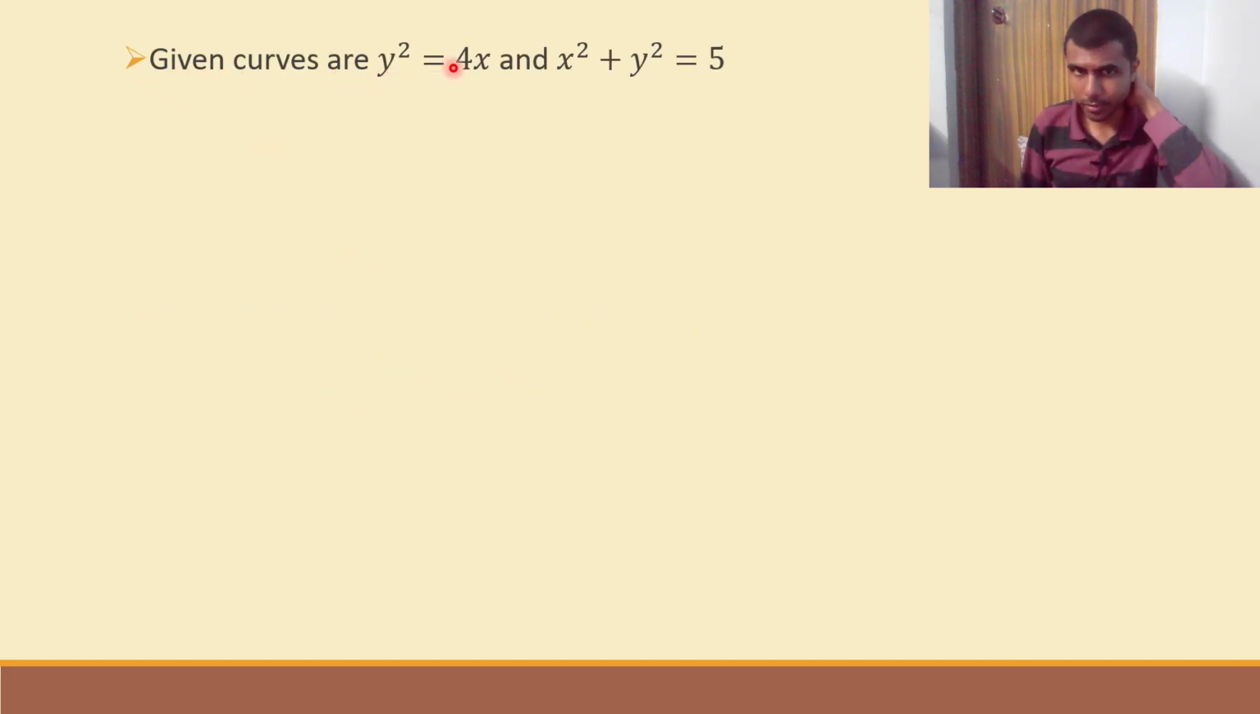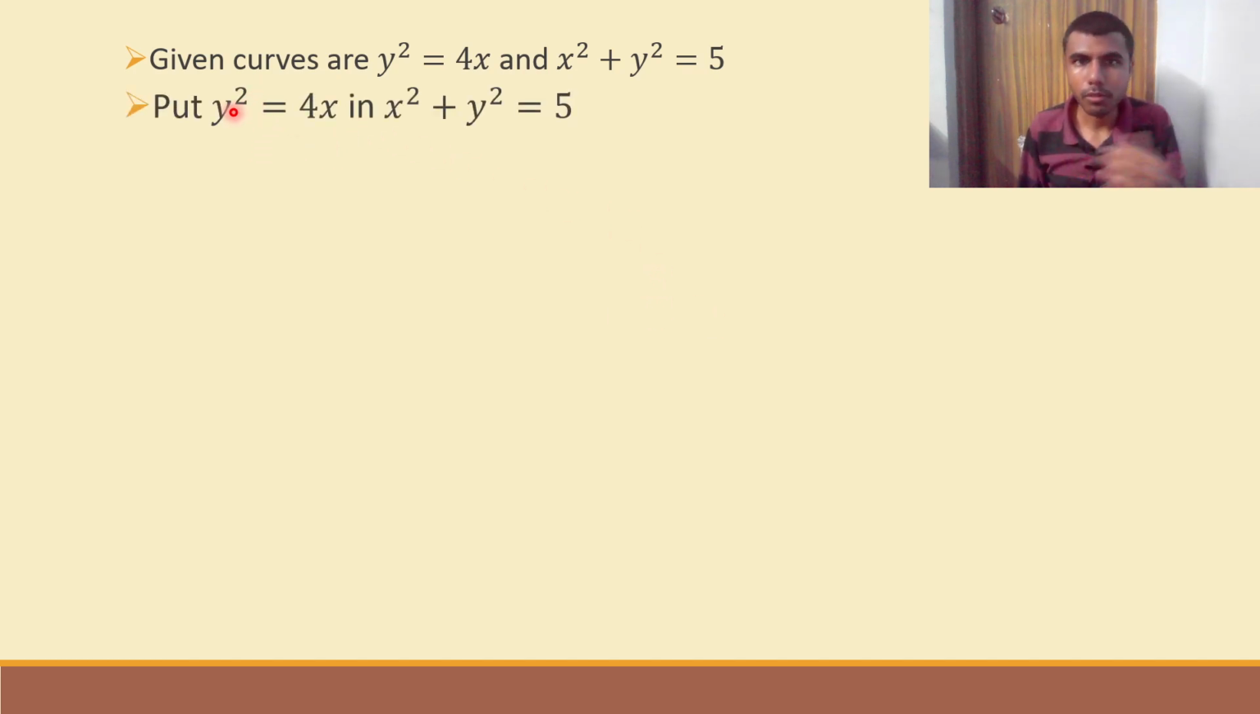Given curves are: y square equal to 4x and x square plus y square is equal to 5. To find the point of intersection, put y square equal to 4x in the second curve, x square plus y square is equal to 5. In this we already have y square, and our first curve is y square equal to 4x. So we just put y square as 4x.